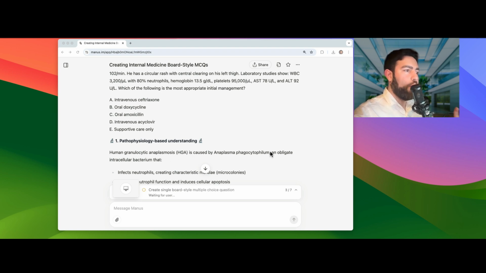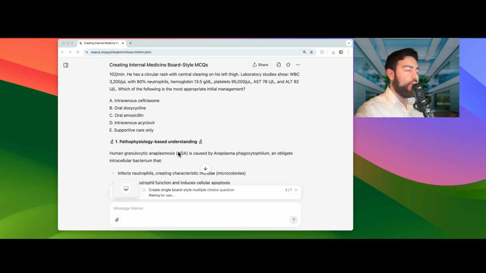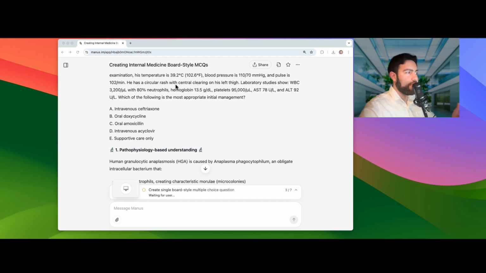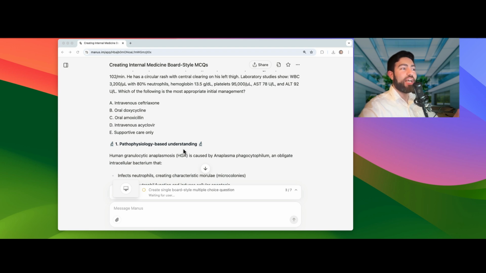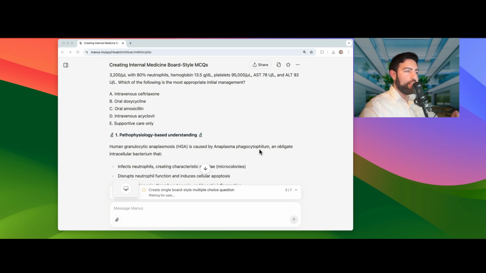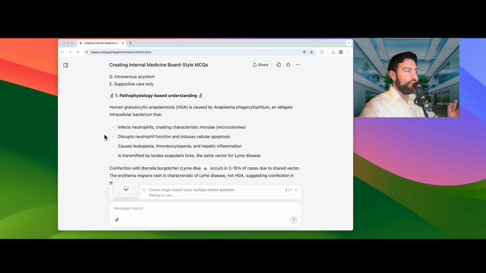What I want you to always have on your diagnostic radar is this diagnosis as a co-infection, and the other co-infections associated with Lyme disease, because everybody was able to tell this is Lyme, with the central clearing, right? But if this question was asking for diagnostics and you empirically treated, then you would have missed this one. HGA is caused by Anaplasma phagocytophilum, an obligate intracellular bacterium that infects the neutrophils, creating characteristic morulae or microcolonies. It disrupts neutrophil function and causes cellular apoptosis.